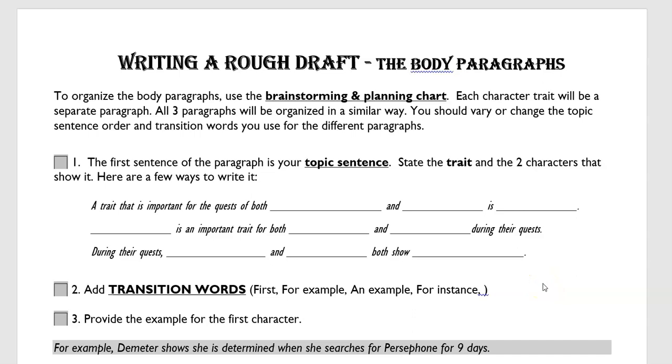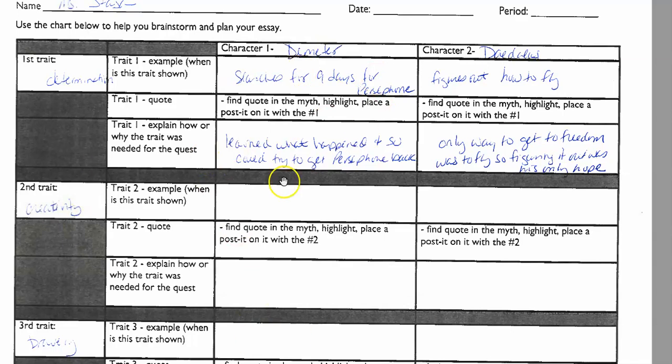Okay, so once your brainstorming and planning chart is done, we now need to actually turn this into an essay. Each character trait will be a separate paragraph. So you can have 3 paragraphs, one for each character trait, and they will be organized in a similar way. Although we should try and vary up the order of our words or transition words that we're using in the different paragraphs. So if we look at this chart, you'll notice first trait is determination.